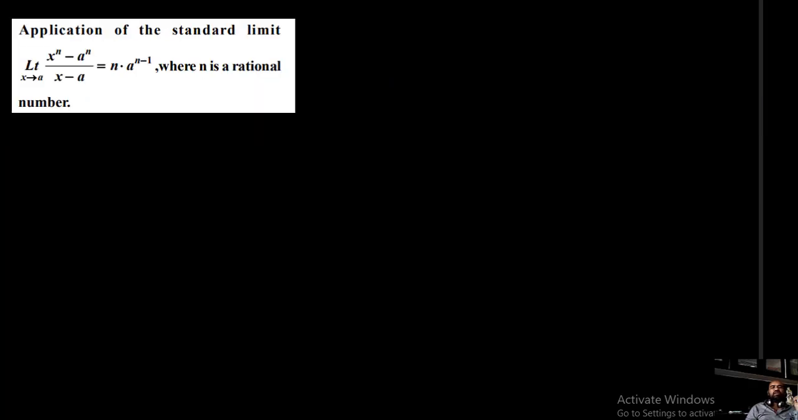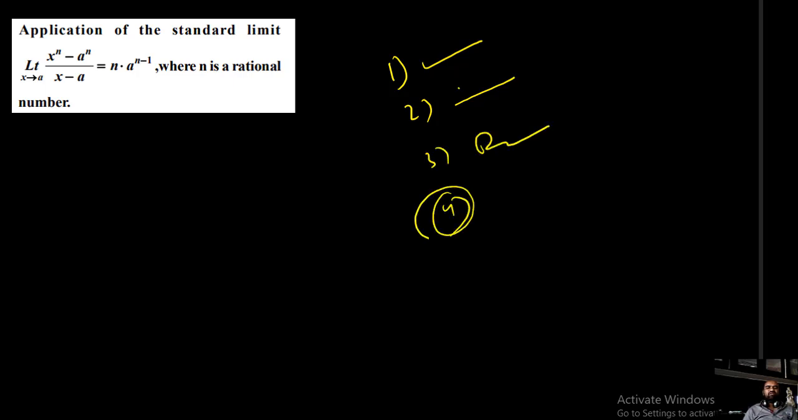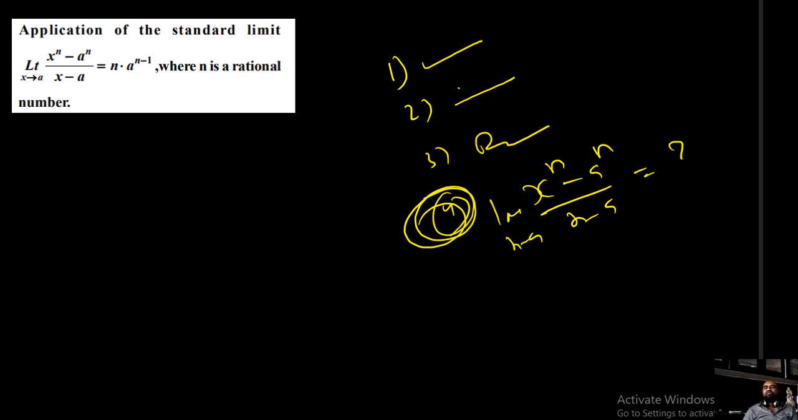Okay, another important model, students. First of all, direct substitution method. Second one is factorization method. Third one is rationalization method. Fourth one is the important one. If the given function is of the form (x power n minus a power n) by (x minus a), where x is tending to a, how to find its limiting value? So this theorem says that this output value is n into a power n minus 1. That we should prove now.